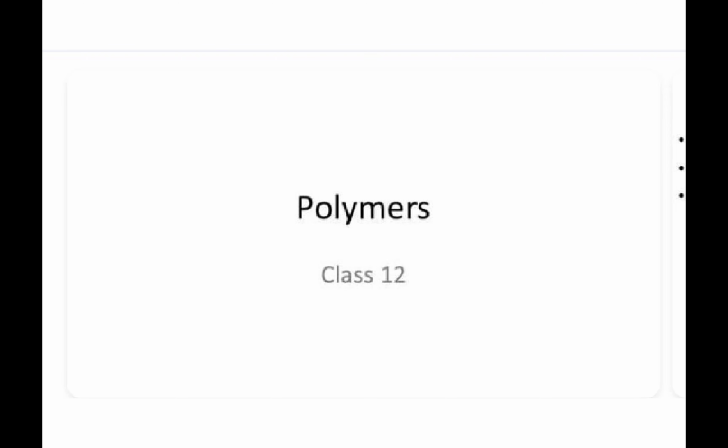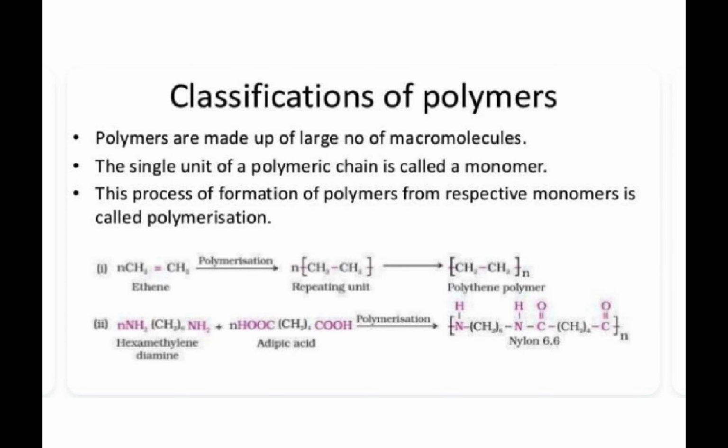In today's session, we are going to study Polymers, Unit 15, Class 12, NCERT Chemistry. Now, what are polymers? The word polymer comes from two Greek words. Poly means many and mer means part or unit. So, we can define polymer as a very large molecule having high molecular mass, and they are also called macromolecules, formed by joining repeating structural units on a large scale.